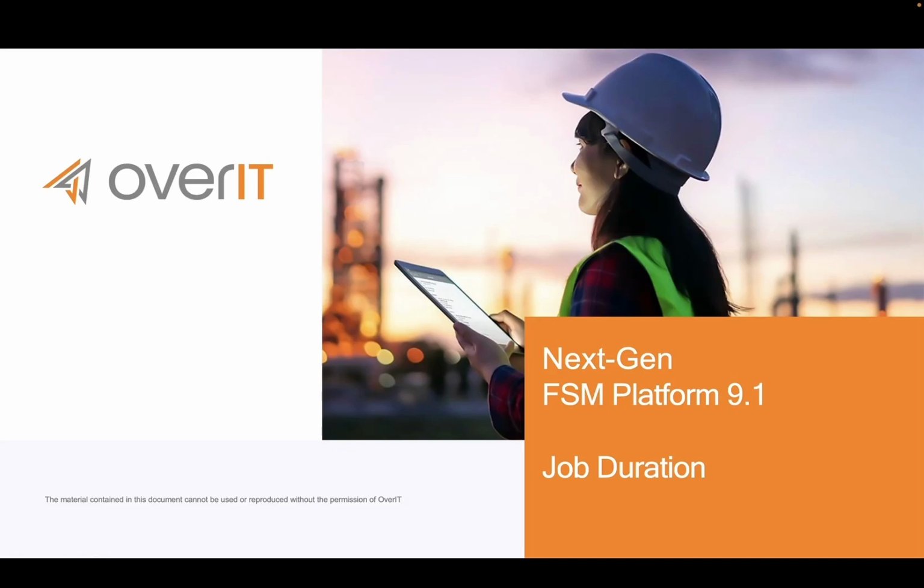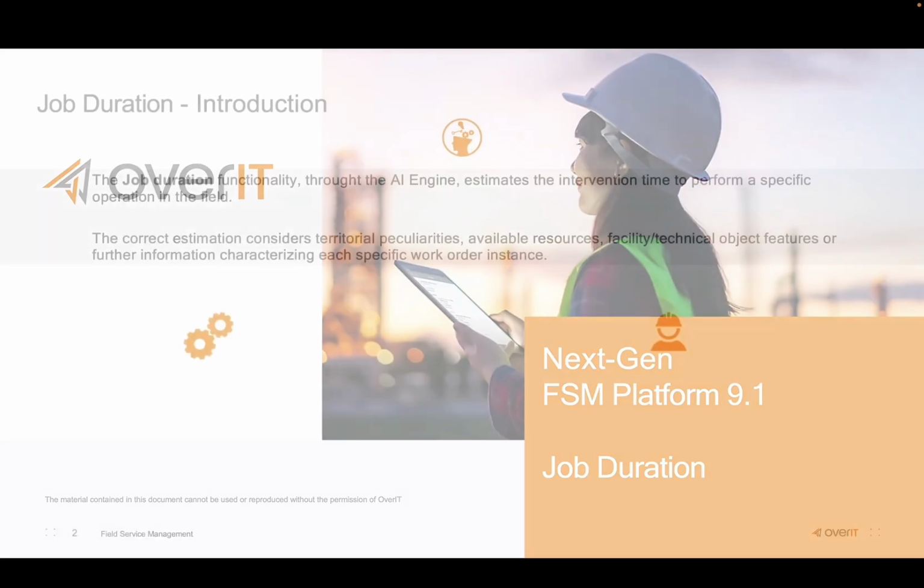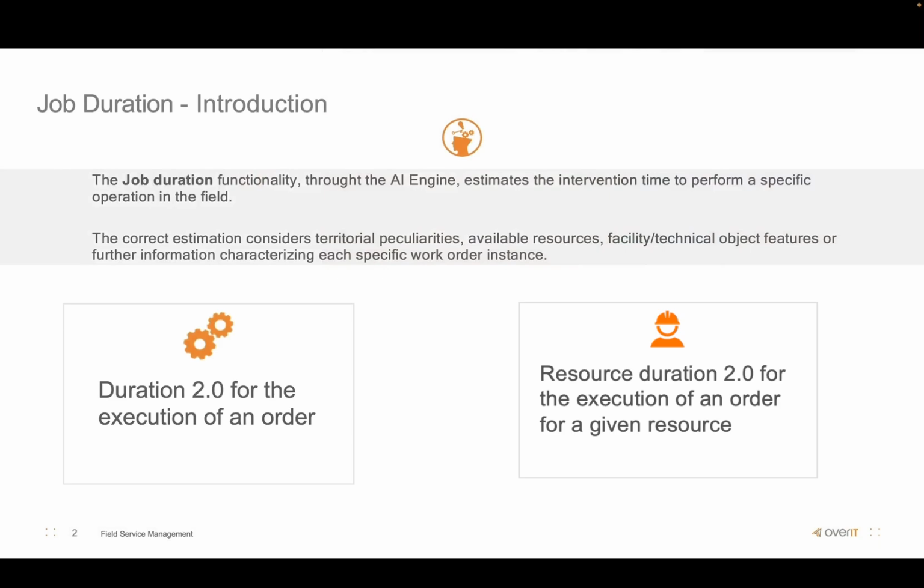Hello everyone, today we're going to talk about the job duration functionality of the FSM Platform 9.1. The AI engine's job duration feature determines how long an intervention will take to complete a certain task in the field. The accurate estimation takes into account geographic characteristics, resources that are available, facility and technical object attributes, or additional information that characterize each particular work order.